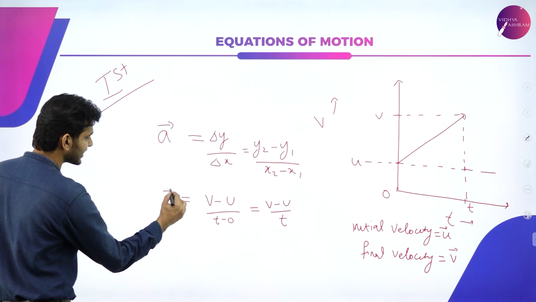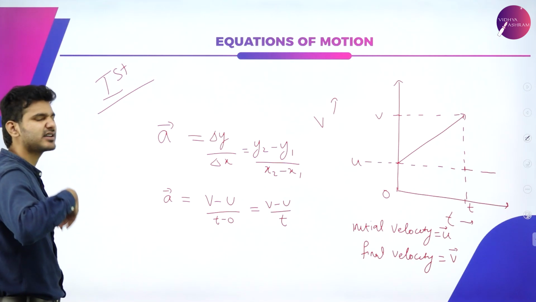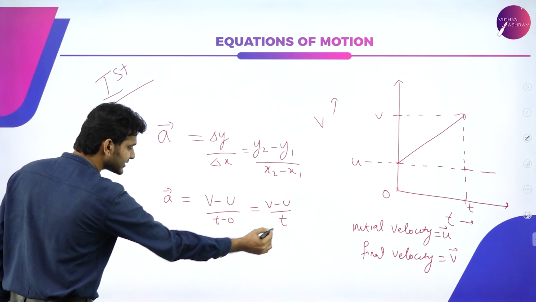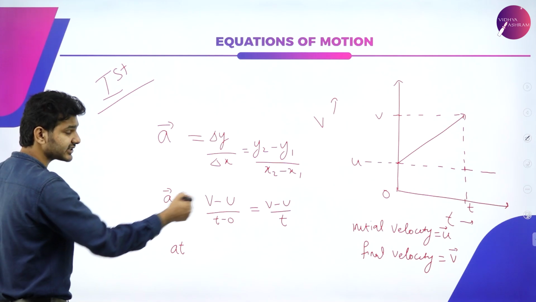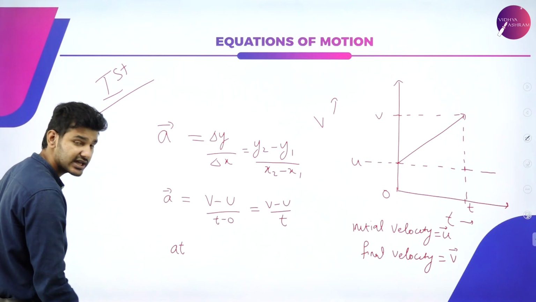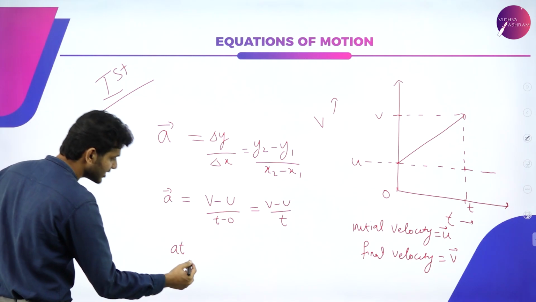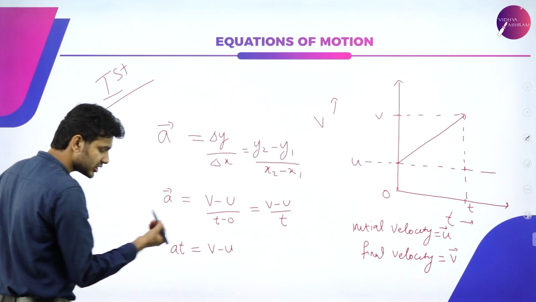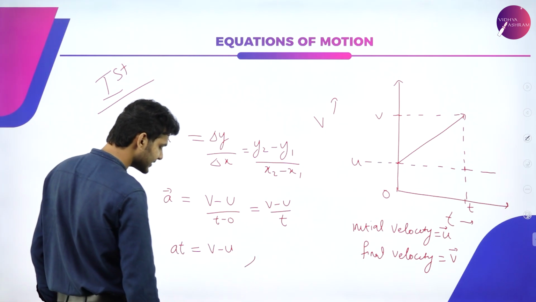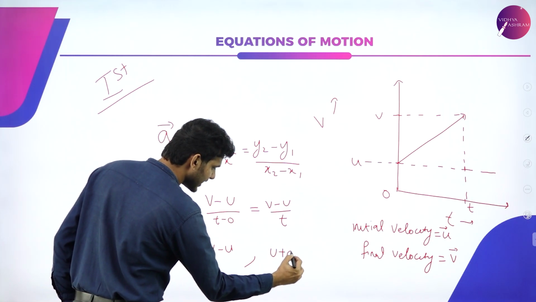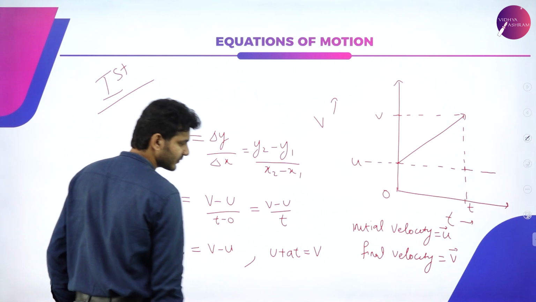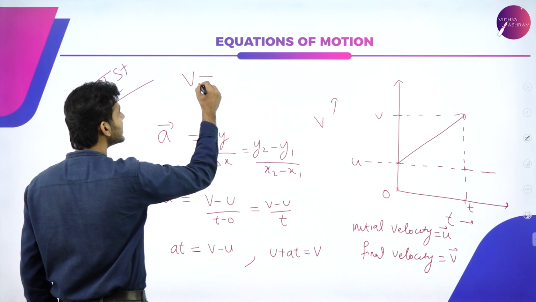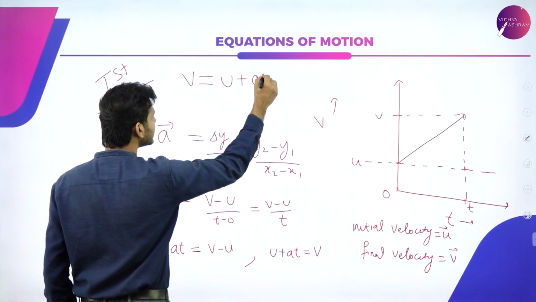So it is simply v minus u divided by t, which is equal to acceleration. Or simply we can write this a bit more neatly: at. I'm taking this t here. There is no problem, right? I multiply both sides by t. So this gets cancelled and a t gets multiplied here. So at is equal to v minus u, or simply I'm taking this u to the left hand side, that is adding u on both sides. Then you get u plus at is equal to v, or simply we can say that the first equation of motion is v is equal to u plus at.